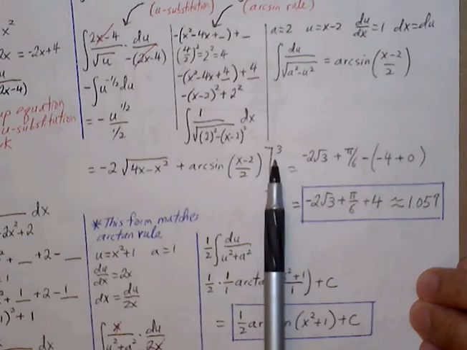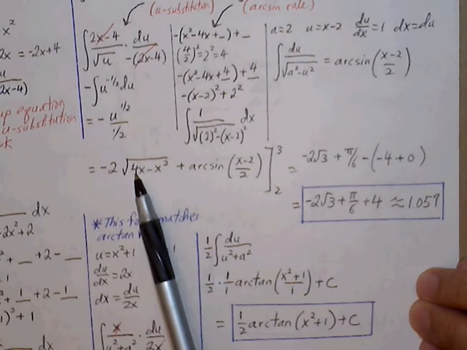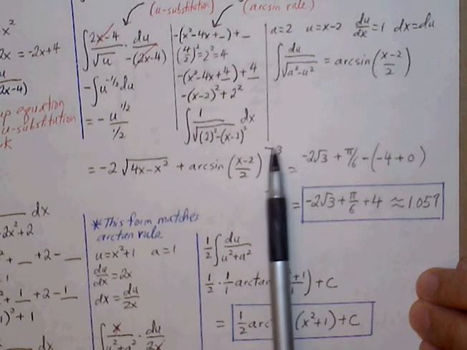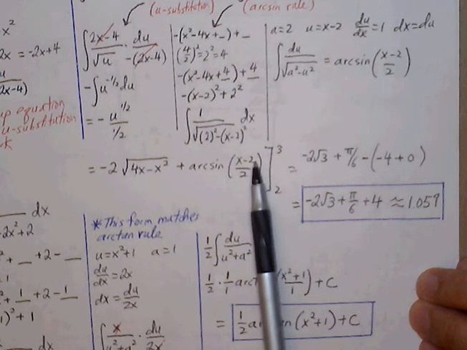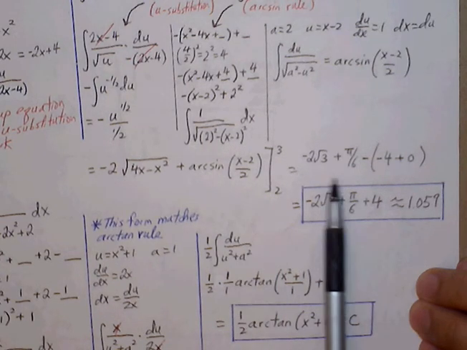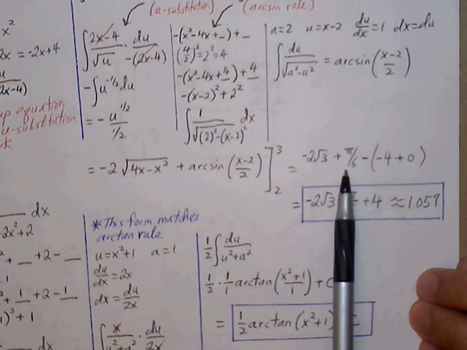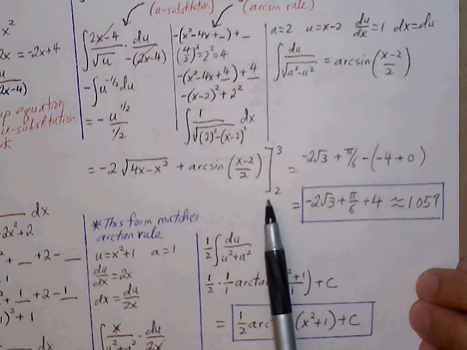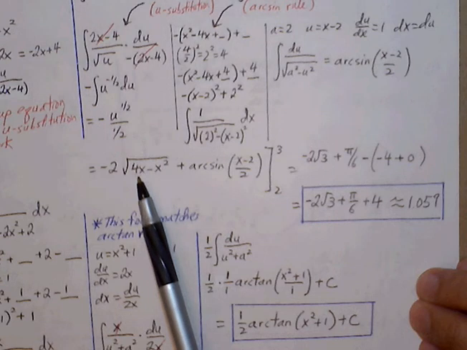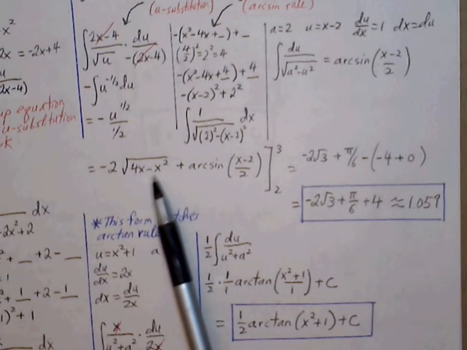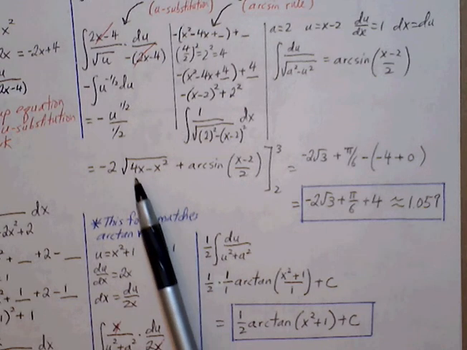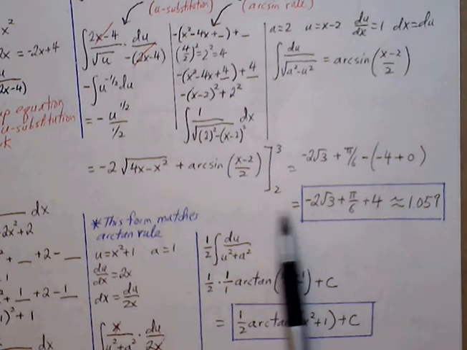So upper bound first, 3 goes in for x. So this reduces to be square root of 3. 3 goes in for x, so this is arcsine of 1/2. Arcsine is equal to 1/2 at pi over 6, so that's my second term there. Minus, now plug in the lower bound, 2 in for x, and this reduces to be 8 minus 4, which is 4, so square root of 4 is 2. 2 times negative 2 is negative 4.